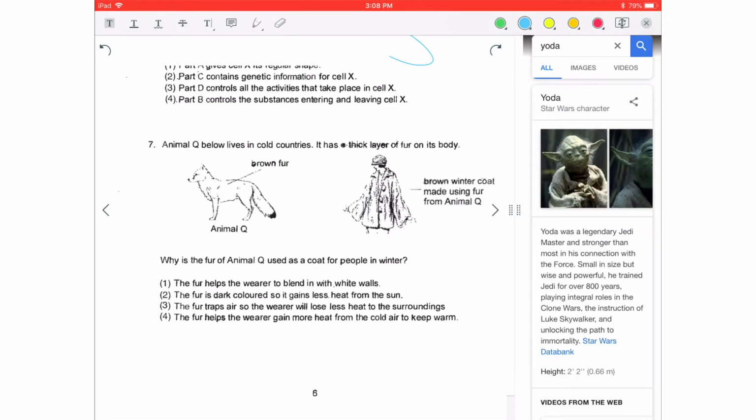Animal Q lives in a cold country. It has a thick layer of fur. Why is the fur of animal Q used as a coat for people? The fur helps the wearer to blend in with white walls. The fur is dark so it gains less heat. The fur traps air so the wearer will lose heat. The fur... yeah. 3 is the answer, right?